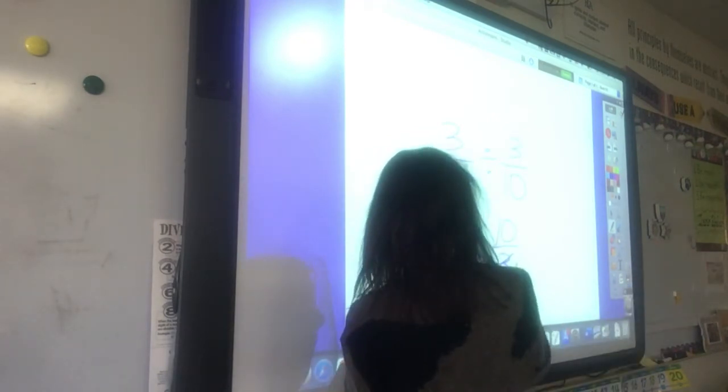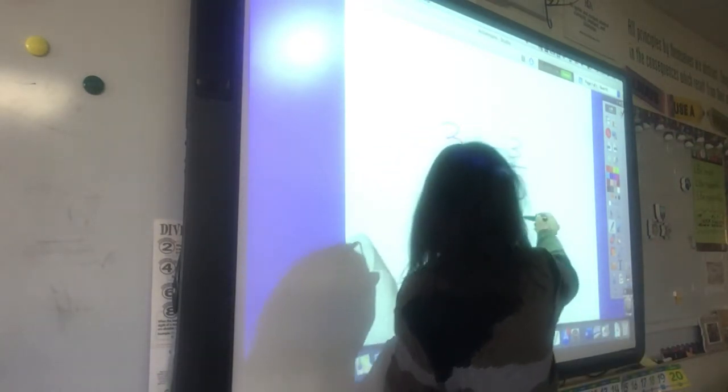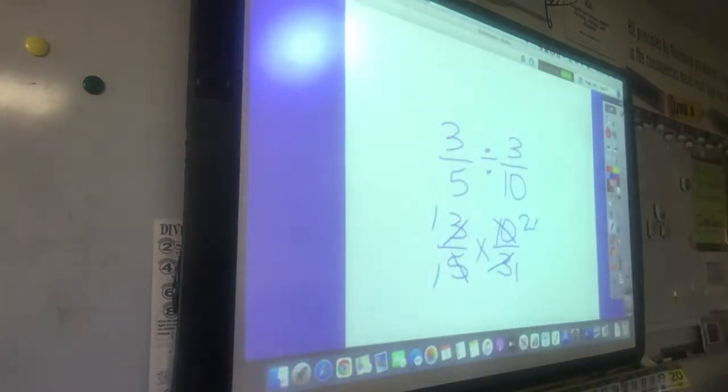Emerson, the 5 becomes a 1 and the 10 becomes a 2. Got it. And all we have left is 2 times 1. So it's 2.